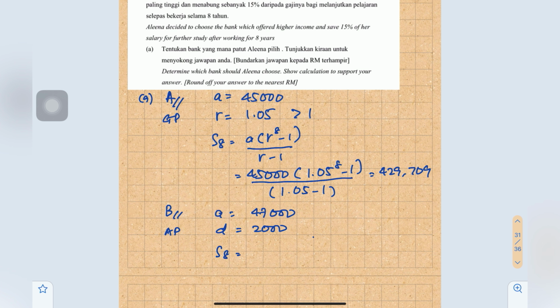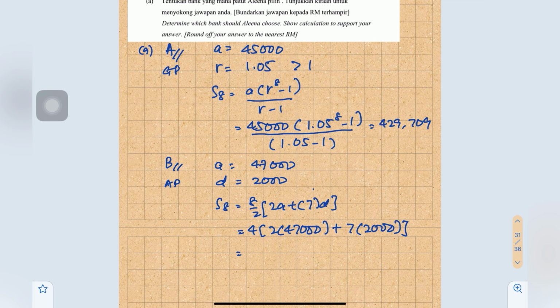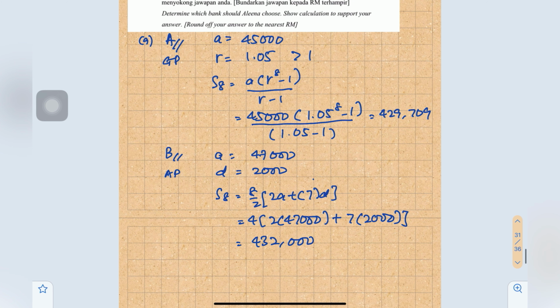S8 for arithmetic progression is N over 2, so 8 over 2, times 2A plus N minus 1, so 7D. Substituting A is 47,000 plus 7D is 2,000. Then we get here 432,000. So whichever is more, we compare. Therefore, bank B.